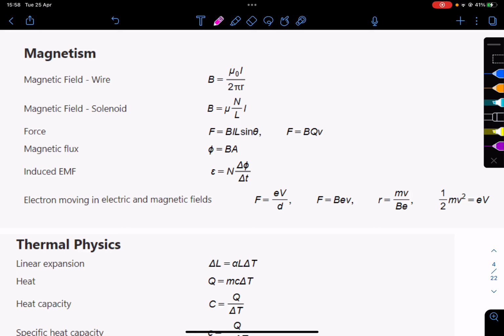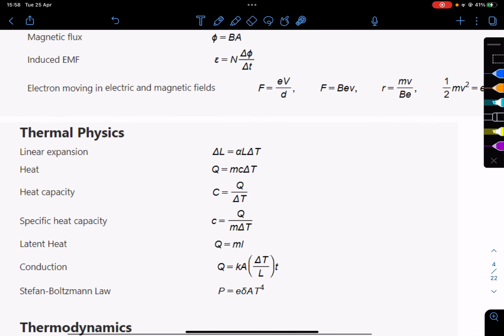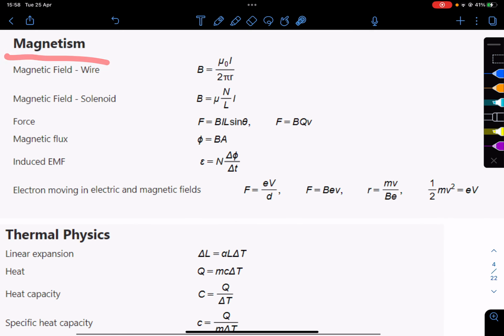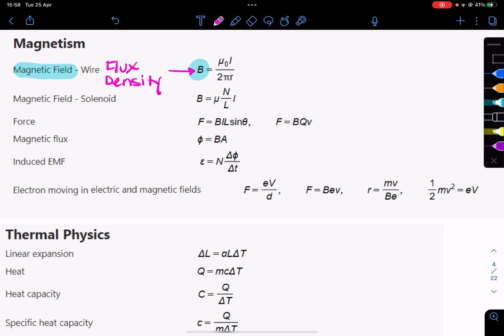Okay, so just a few words about the units. I'm going to go through your formula sheet and just point out what the units should be. Whenever you see B, this is sometimes called the magnetic field strength, but also sometimes called the flux density. If you ever see the words flux density, then that's B. And the unit is Tesla. So B is in Tesla, T.